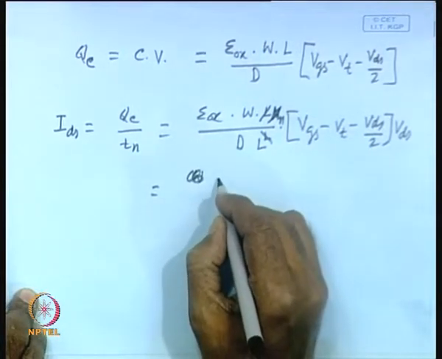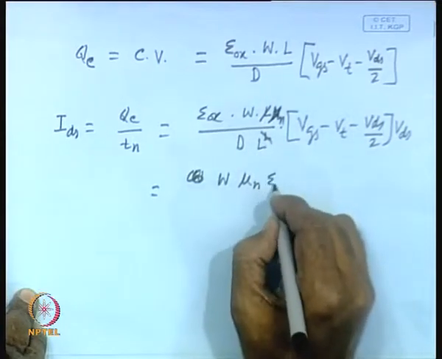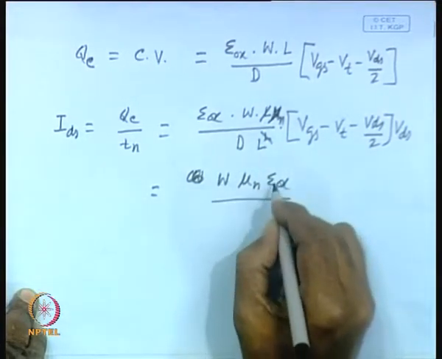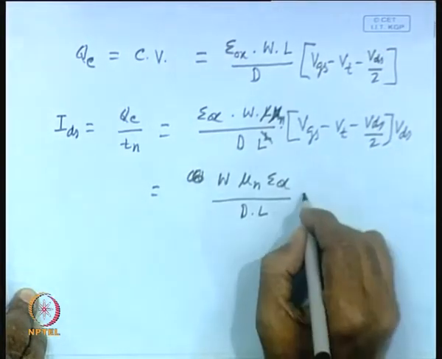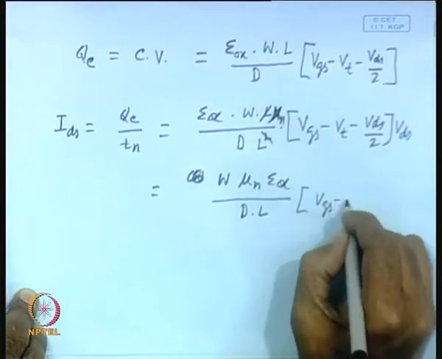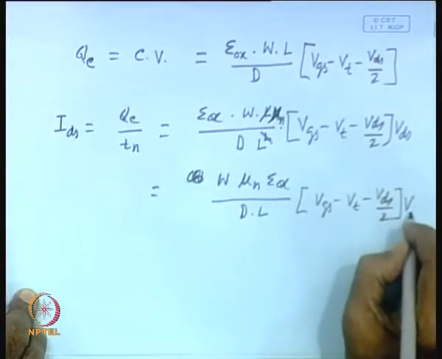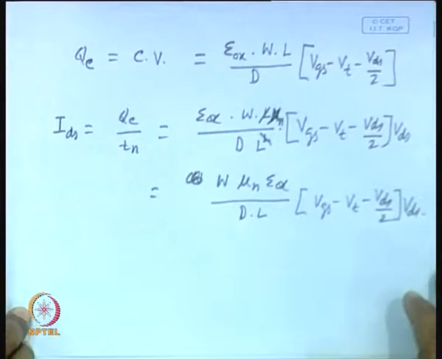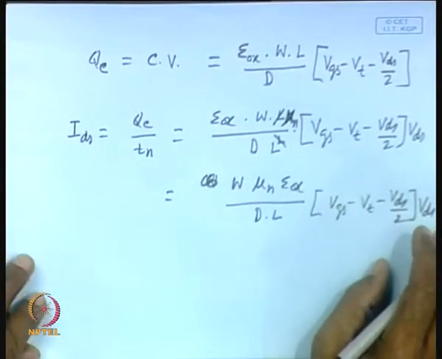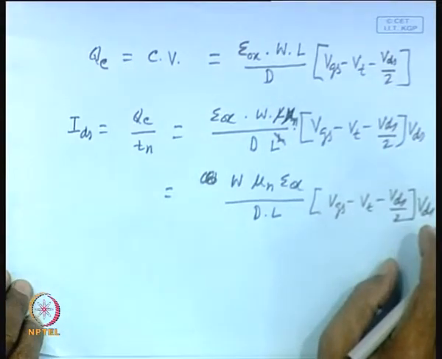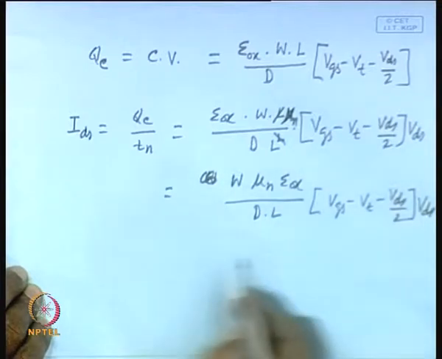The current expression that we get is equal to W mu n epsilon O x, this is your permittivity of oxide, into D into L, and here you get (V G S minus V T minus V D S by 2) into V D S. Now, this is the current that flows through the electron.